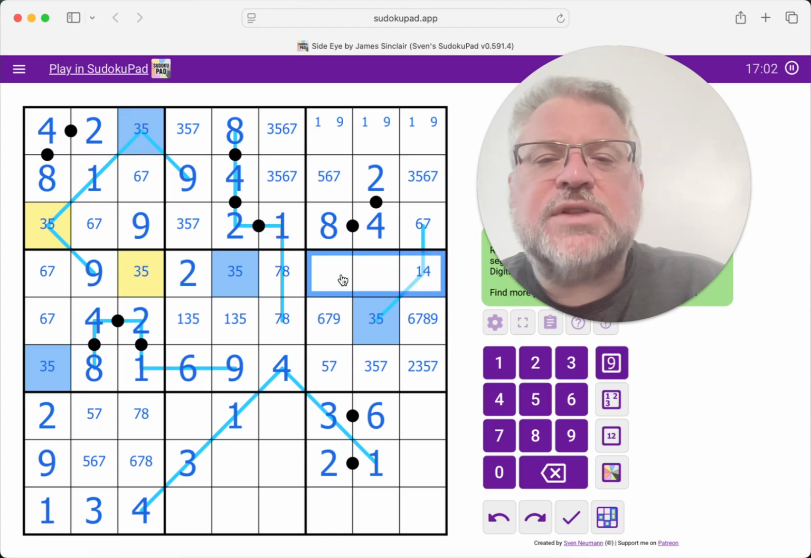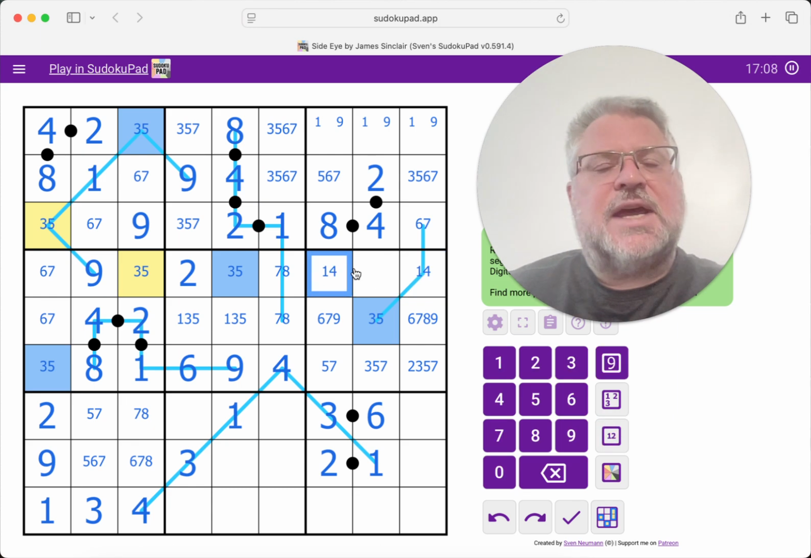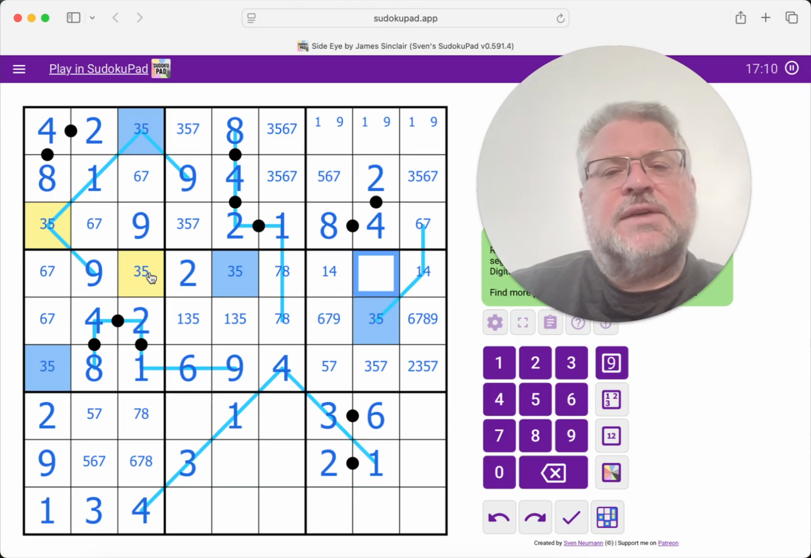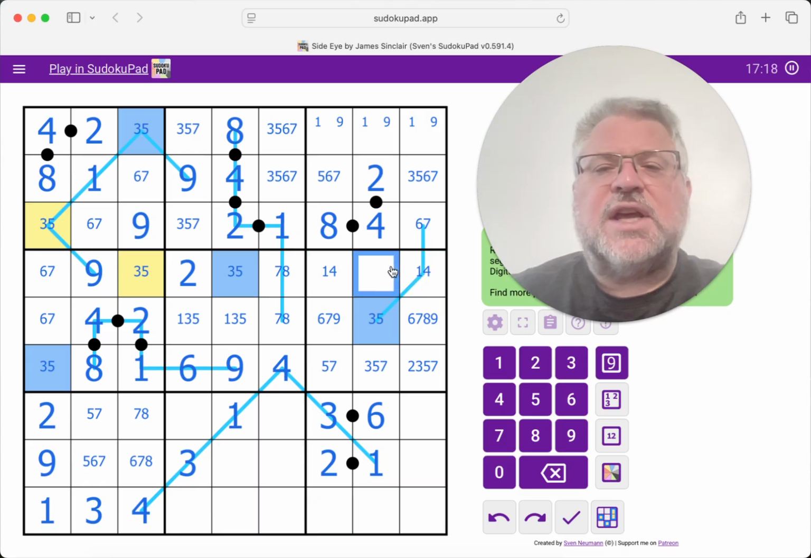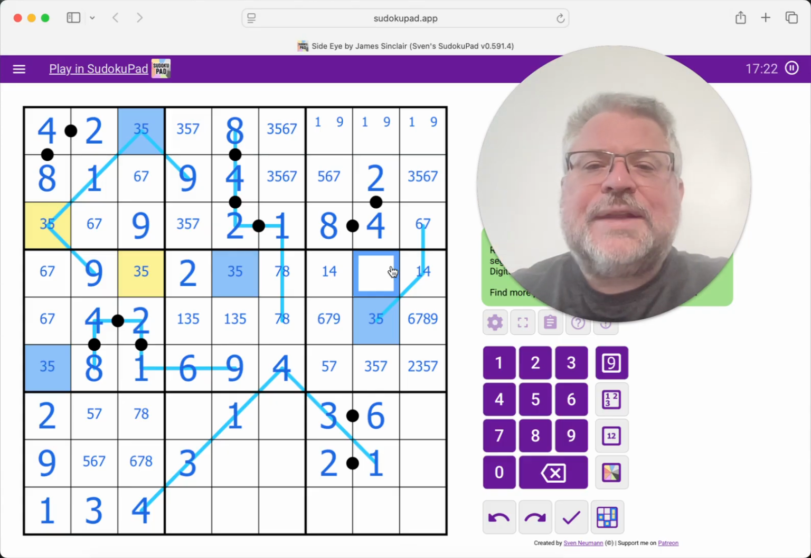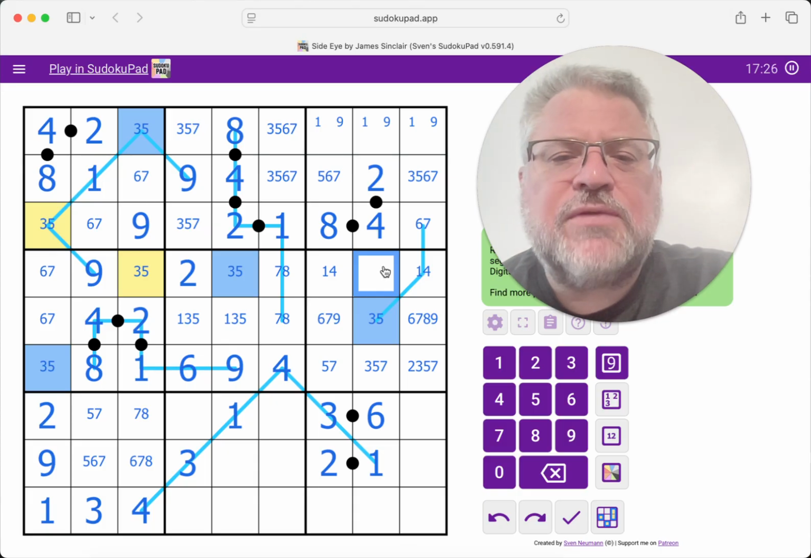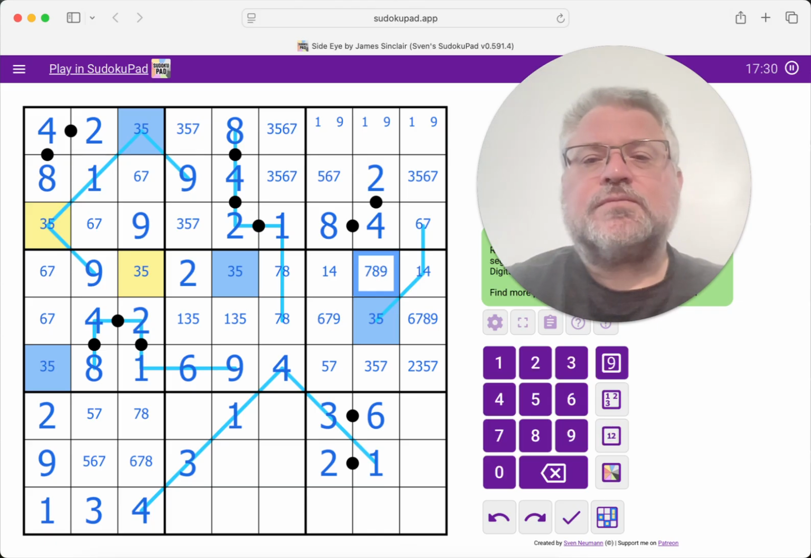1 and 4 must be over here. This one can't be 1 or 4, so we have a 1, 4 pair. Wasn't expecting that, but 1 and 4 both have to be in these 3 cells. This one can't be 1 or 4. This can't be 1 or 4. It also sees 2 and the 3, 5 pair, and 6, so it is 7, 8, or 9.